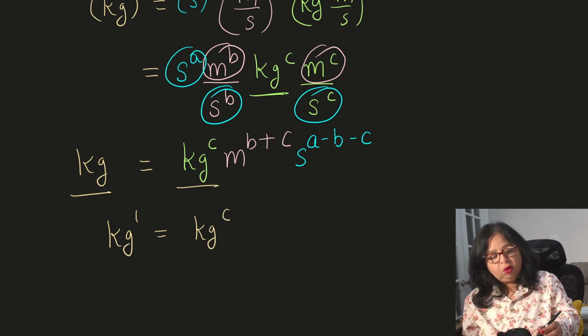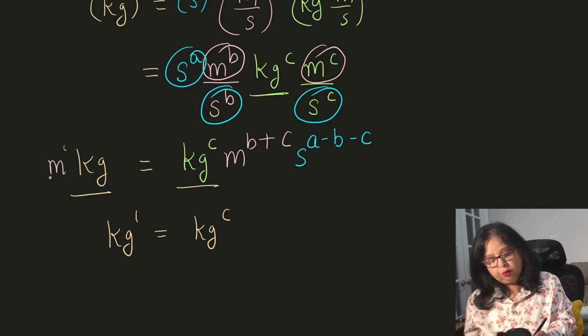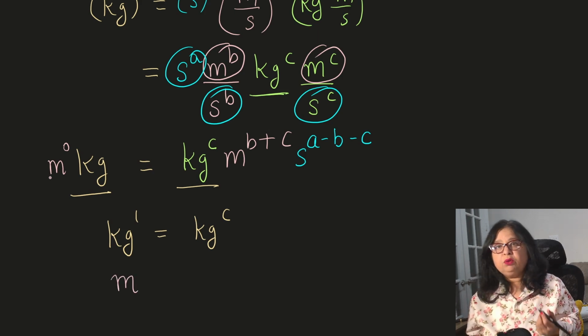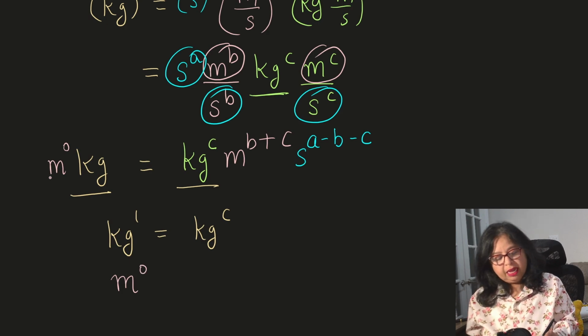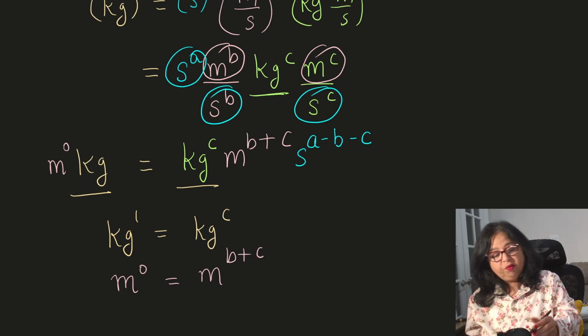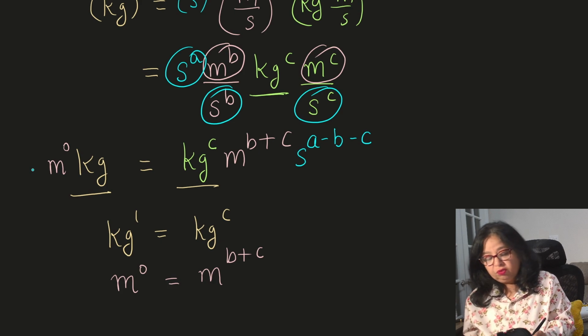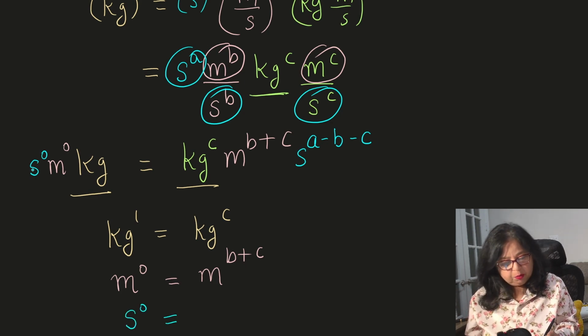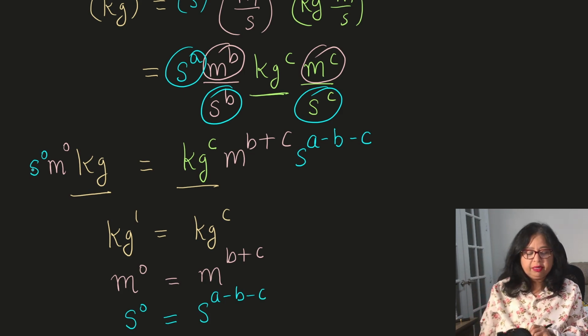Next, if you look on the left hand side, you do not have any factor of meters, so I can put meters to the power 0 on the left hand side. Why? Because anything to the power 0 is 1. That gives me meter to the power 0 on the left hand side equals meter to the power b plus c on the right hand side. Moving on to seconds. Again, there is no factor of seconds on the left hand side, so I'll insert seconds to the power 0. That gives me second to the power 0 equals seconds to the power a minus b minus c on the right hand side.